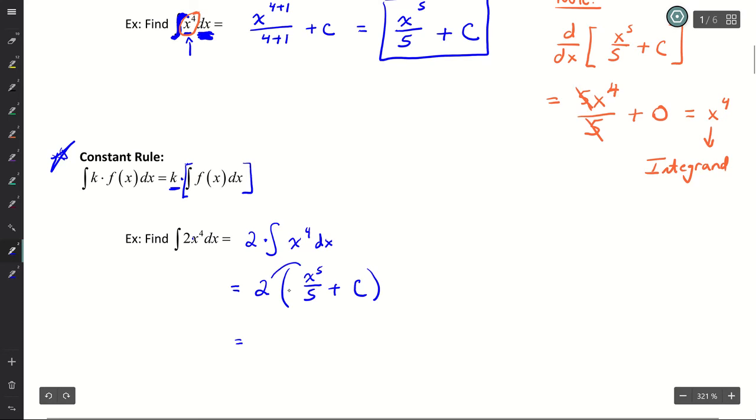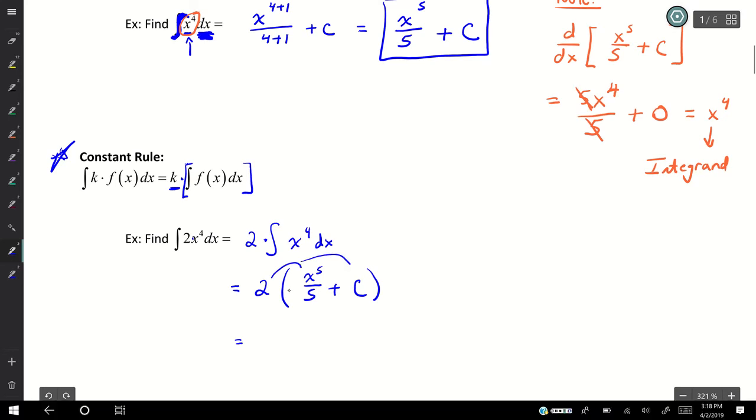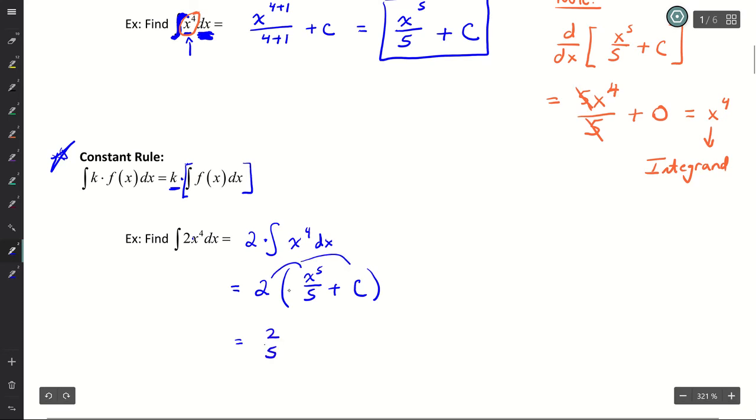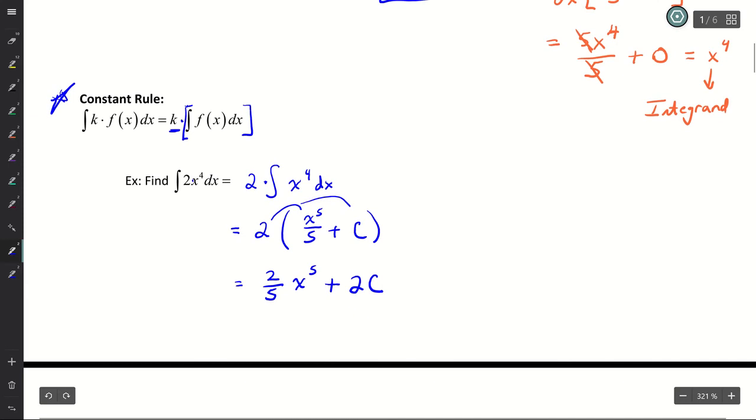And then if you distribute through, you're going to end up with 2 over 5 x to the fifth, and then plus 2 times c. However, when we do these particular kind of problems, we don't say 2 times c, we just say c. The constant we don't necessarily care about at this particular point, we just care that we're adding some type of constant number. So you're going to see 2/5 x to the fifth plus c as your actual answer.